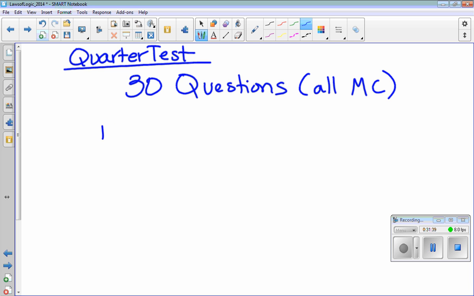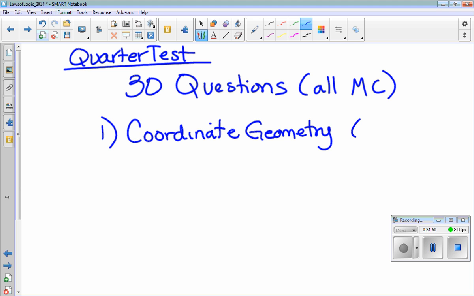The first section is going to be on coordinate geometry and constructions. There will be 8 questions on coordinate geometry, and there will be 2 questions on constructions. A multiple choice question on constructions can really only be written 2 ways. One would be, what's the next step of this construction? Or what's the name of this construction? And it just kind of shows you the steps. That's one way it could be written. Or I could give you something like this.